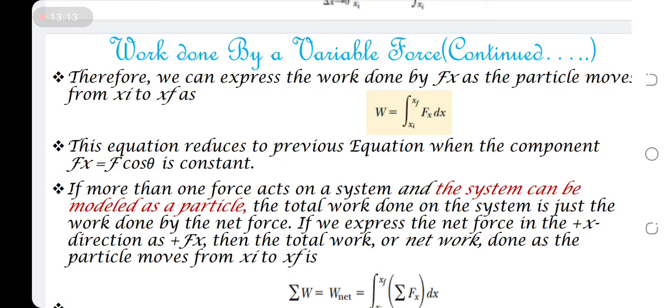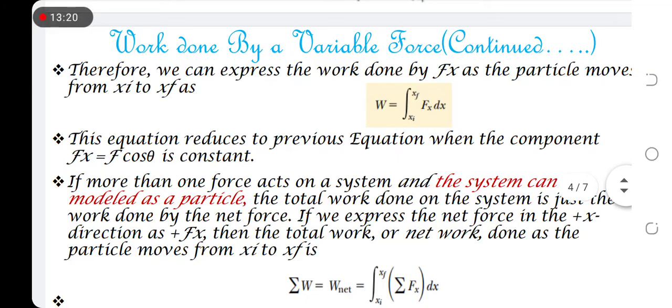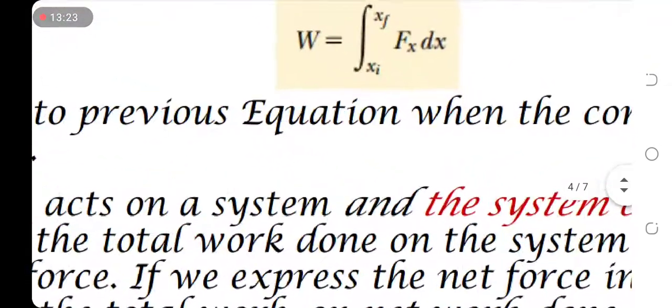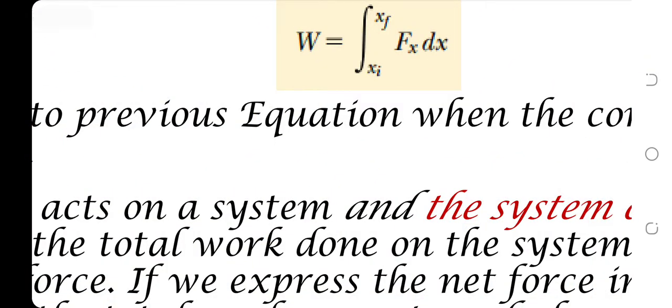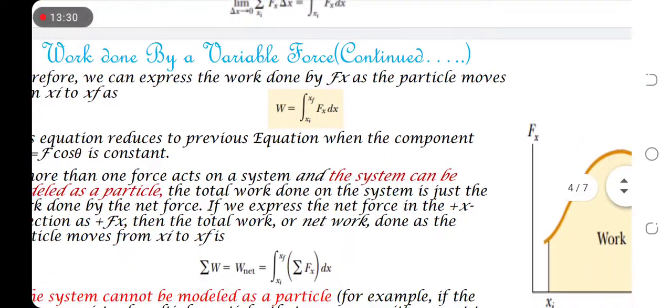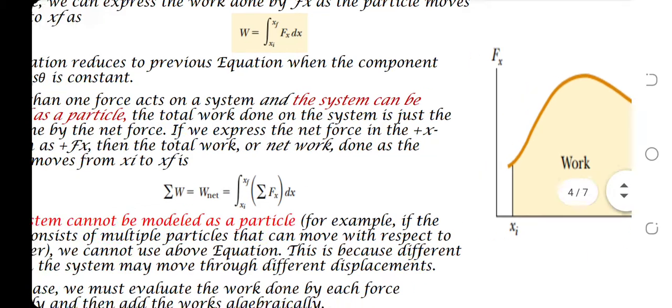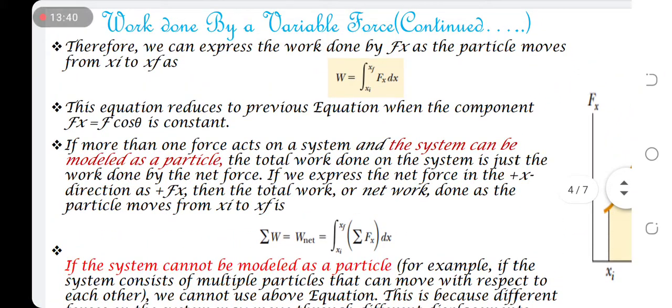As a general result, we can express the work done by Fx as the particle moves from xi to xf, as shown in the figure: W equals the integral from xi to xf of Fx dx. This will be the area under the force-displacement graph, as we can see from the figure. This equation reduces to the previous equation when the component Fx equals F cos theta, a constant.